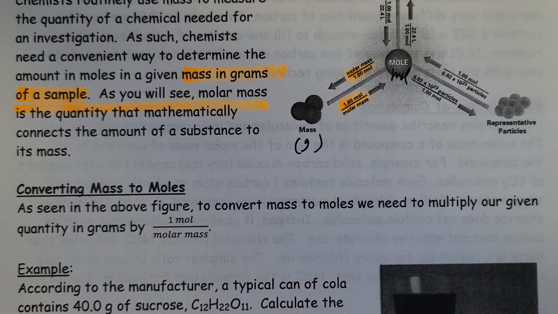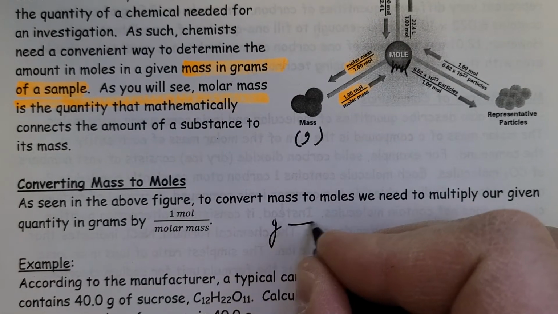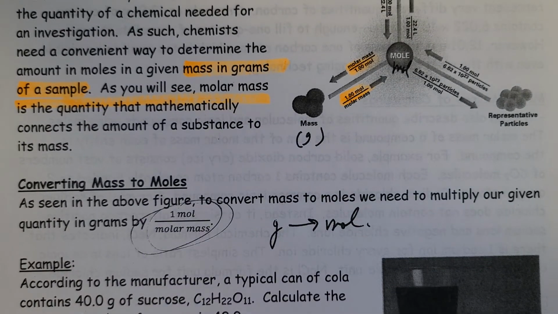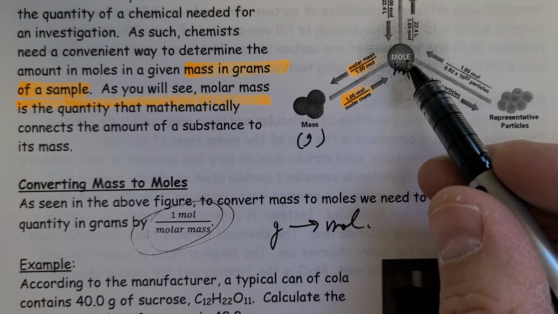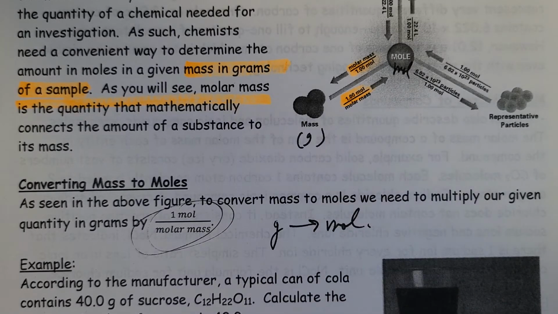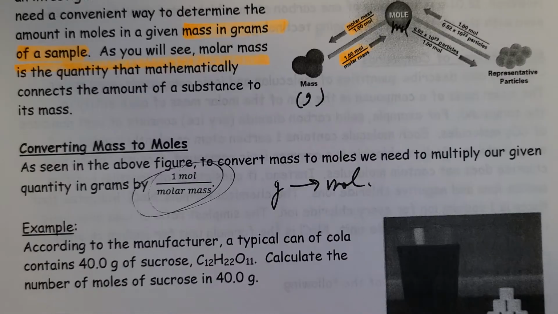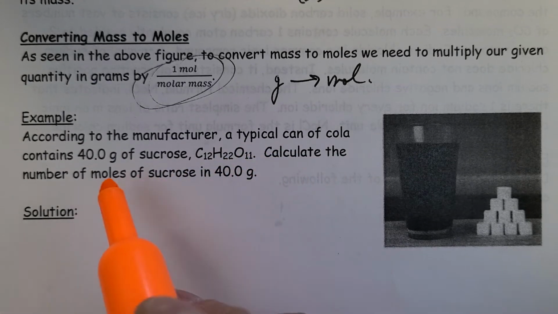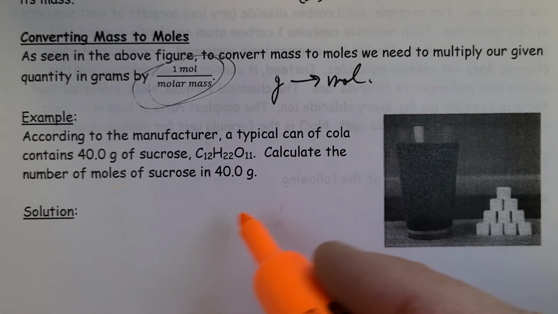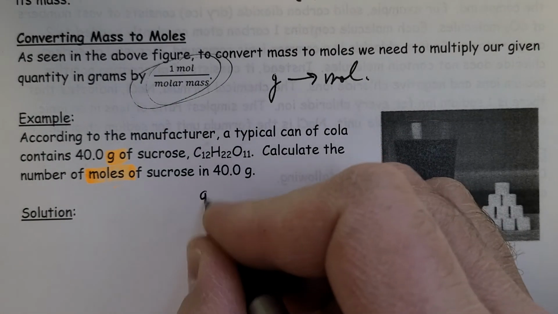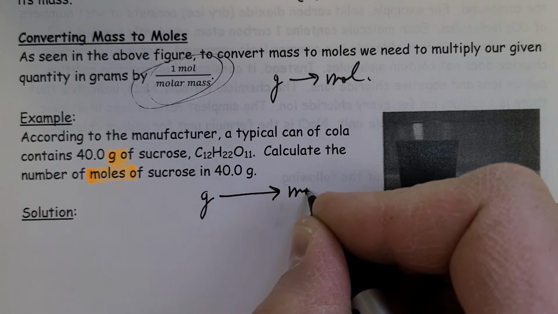To convert mass to moles, so going from grams to moles, we of course are going to be using this setup. So going from here to here, 1 mole over the molar mass. Because as we'll see, the correct unit will cancel and I'll be left with the other unit. So if you look over here, according to the manufacturer, a typical can of soda contains 40 grams of sucrose. Calculate the number of moles. So we were given grams. We're asked to find moles.